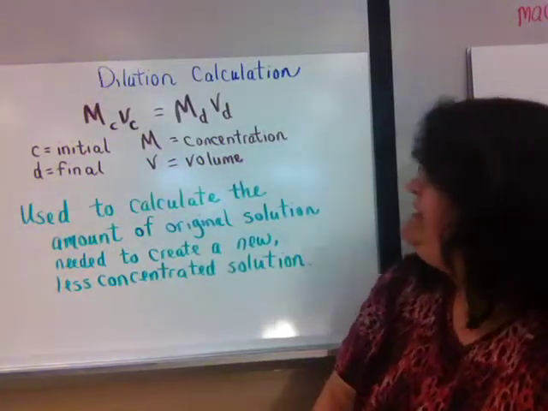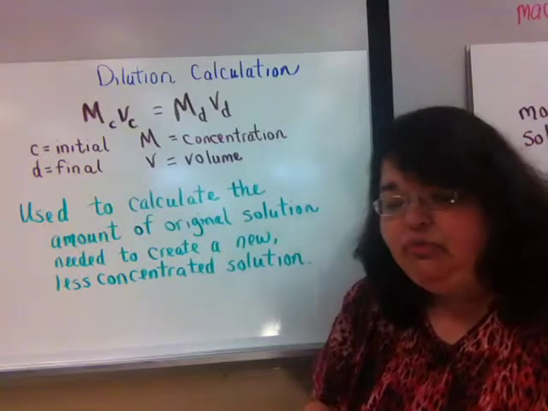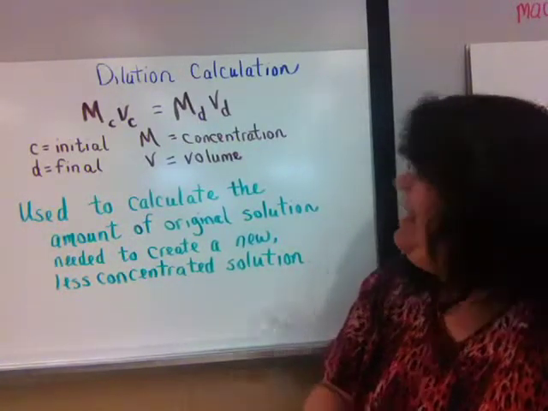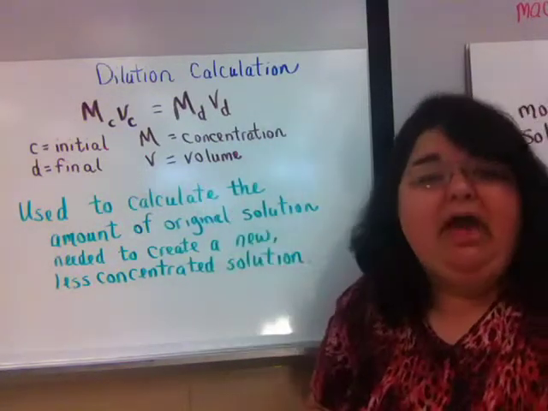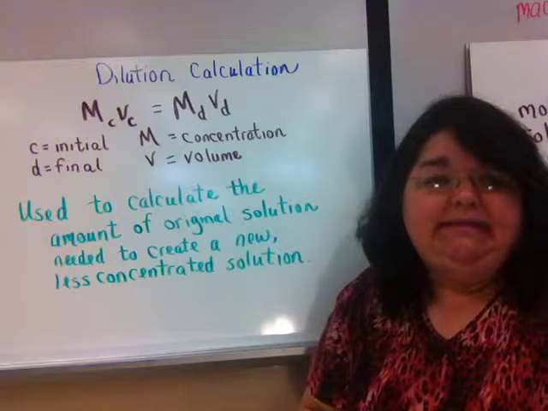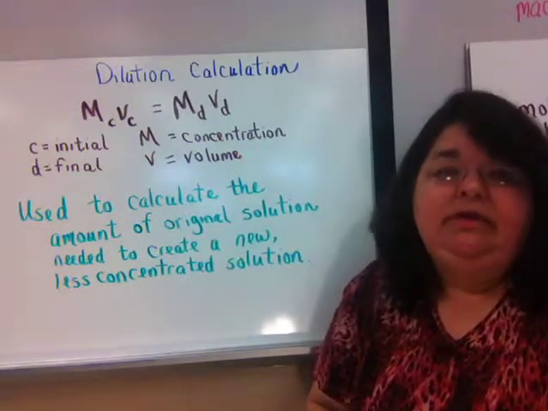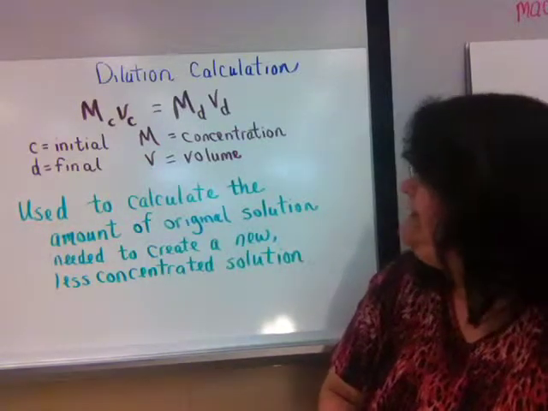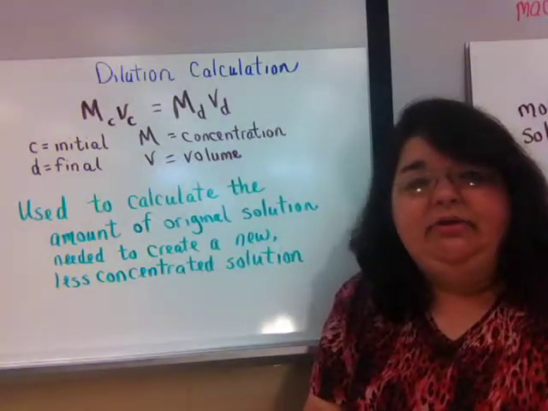Now the M stands for the concentration. So if I give you a 12 molar concentration of hydrochloric acid, that would be the concentration. The volume would be how much of the hydrochloric acid I give you. So maybe I give you 500 milliliters of the 12 molar hydrochloric acid. Now the C and the D stand for concentrated and dilute.